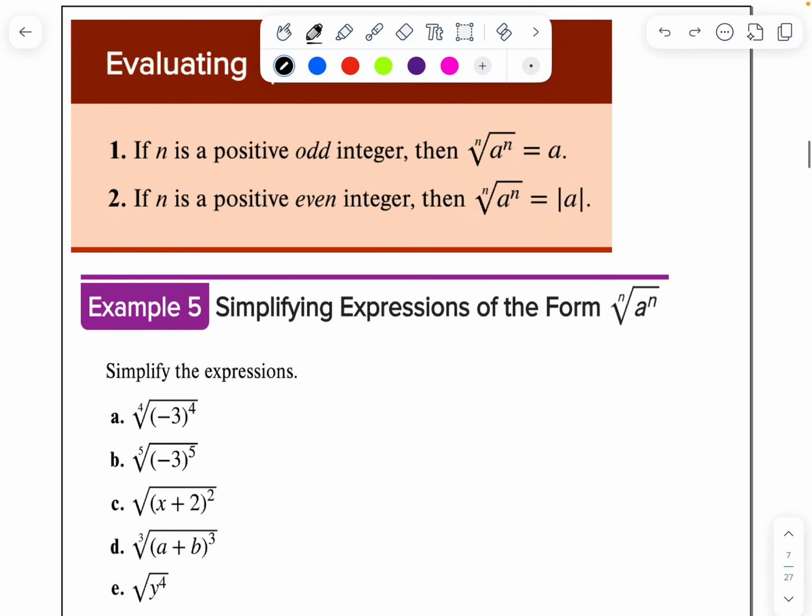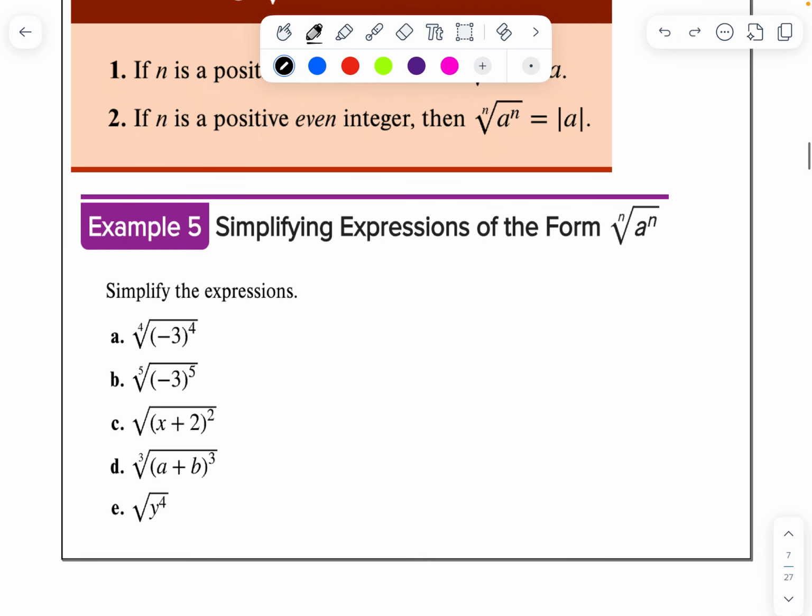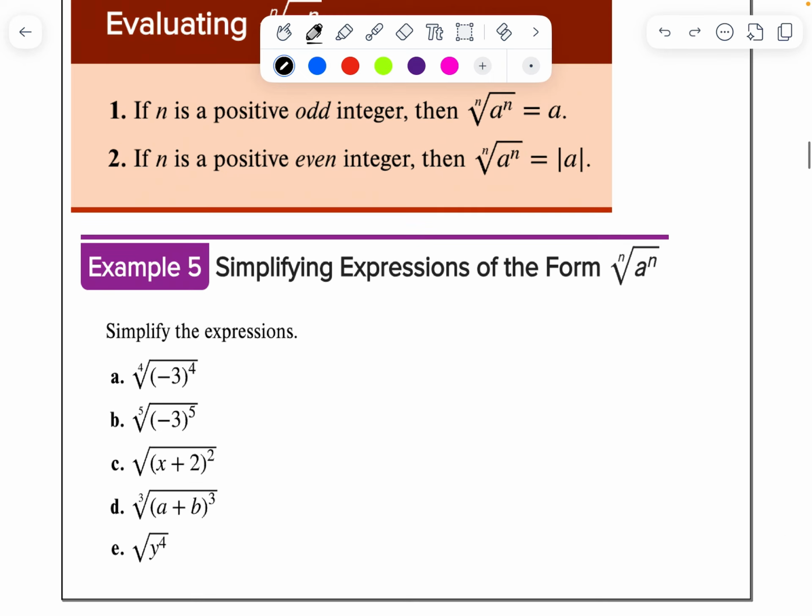So here are some examples of that. The rules are still at the top. That's the same exact two rules. The fourth root of negative 3 to the 4. This would be our a value, right? n and n, they're the same, and they are even. And so I know I need to get the absolute value of negative 3, which is just 3. Here, since n and n are odd, they're the same but odd, 5 and 5. They're odd. That means I need to get just a out, which is negative 3.